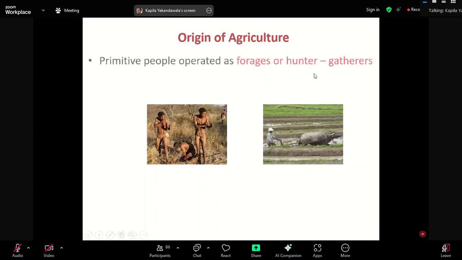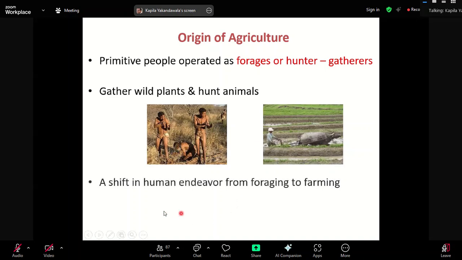You all know that for a long time people operated as foragers or hunter-gatherers. They gathered wild plants and hunted animals. That was the mode of operation long ago. But later on, there was a shift of human endeavor from foraging to farming. That is the basis of civilization. With that, civilization begins.